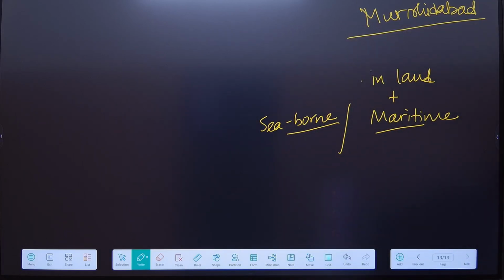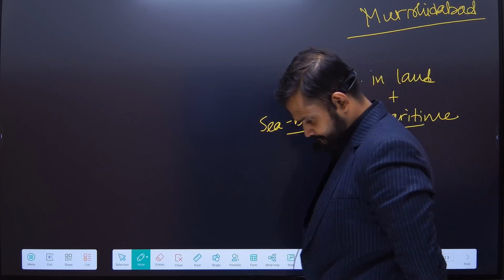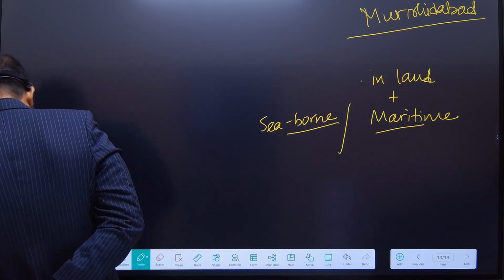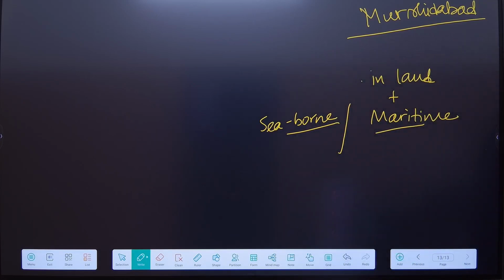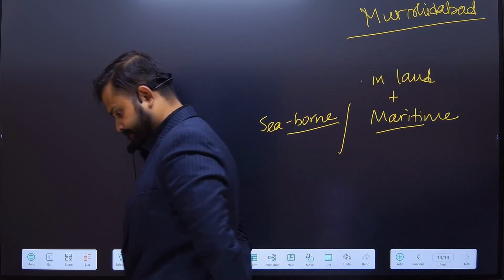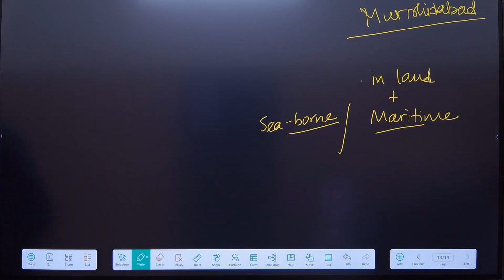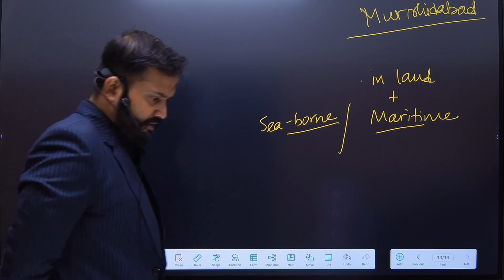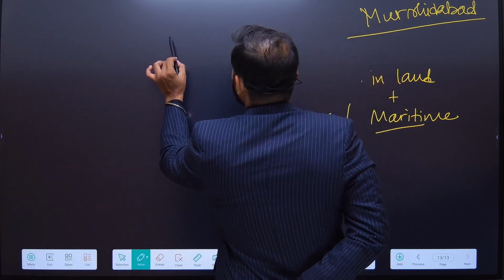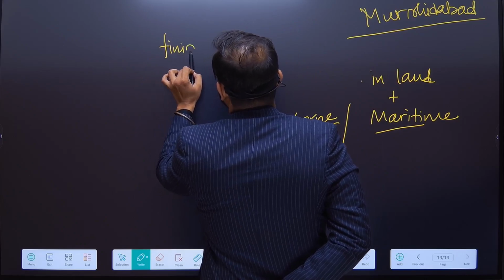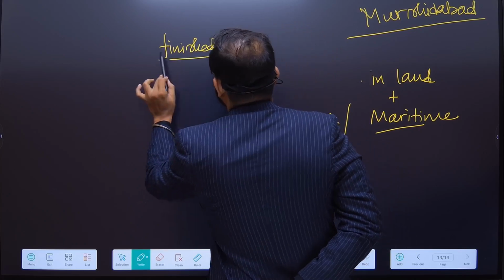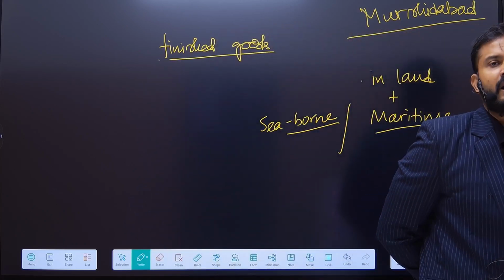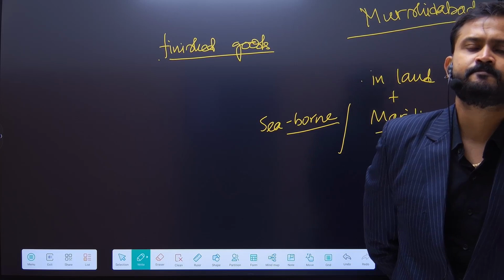That primary export of Bengal of 17th and early 18th century were finished goods.